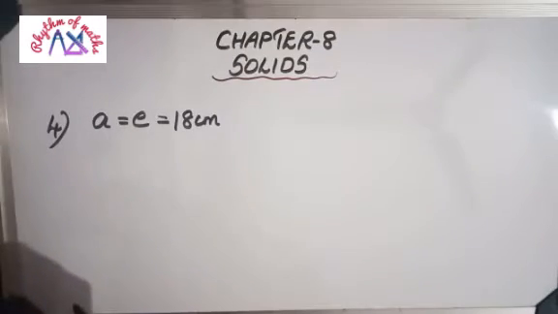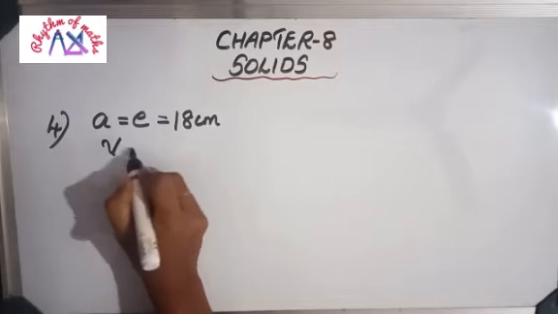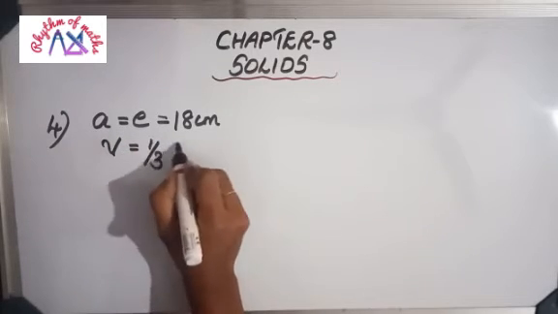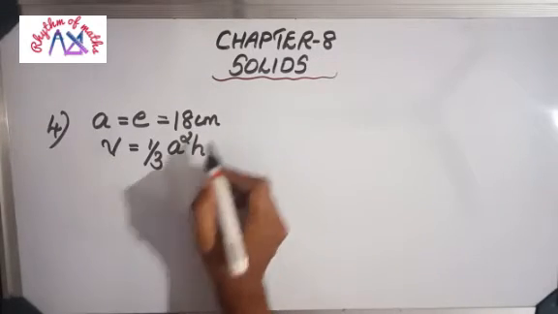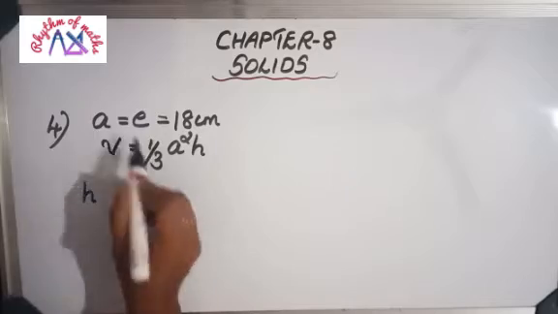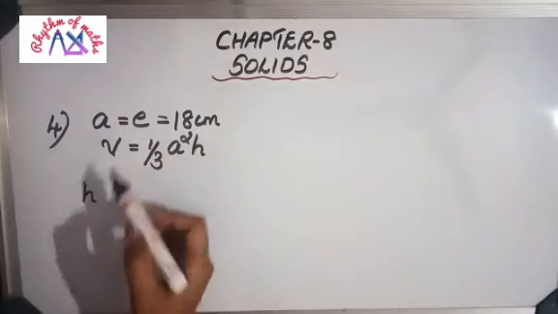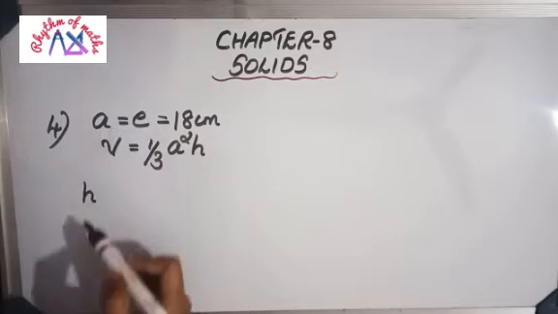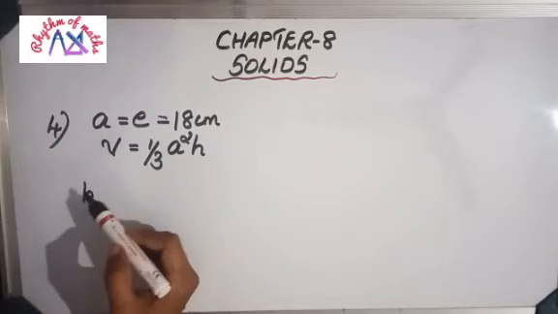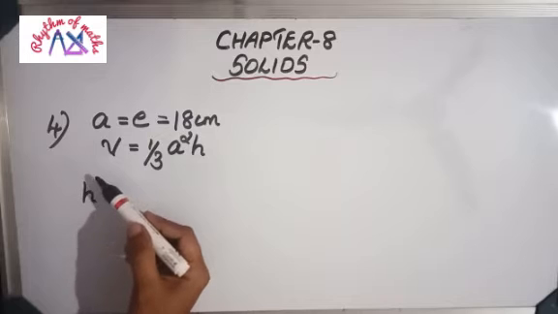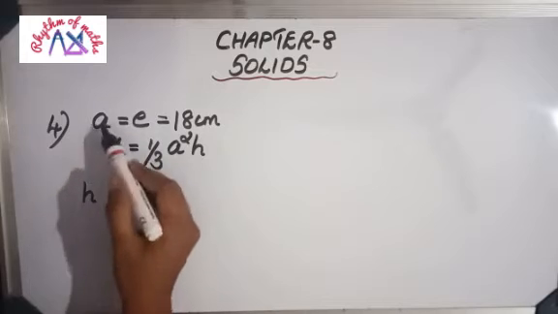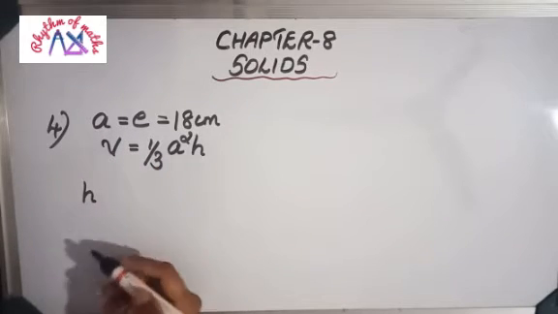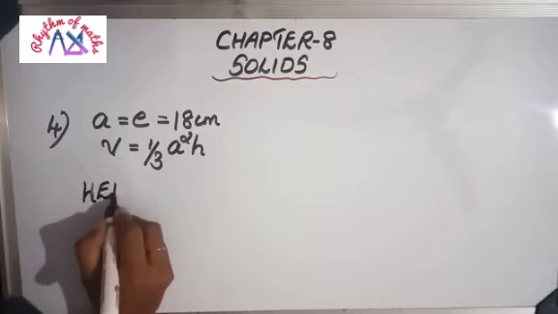Okay, the question is to find the volume of the pyramid. Volume we have to find. V equal to 1 by 3 A square H. H we need to find, but here H is not given. So let's find H first. A and E both are the same, 18 centimeter. So any term related to A, E, H, we have the height and the slant height. But here the slant height is not possible because we don't know it. But the height is possible because A is the same as the diagonal. That means we can consider the height term.